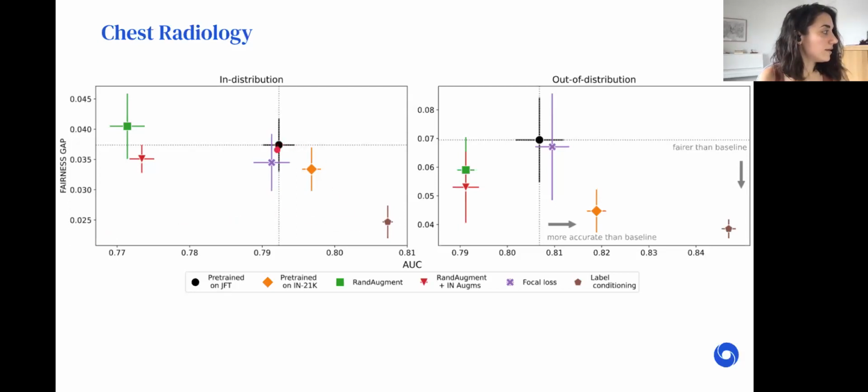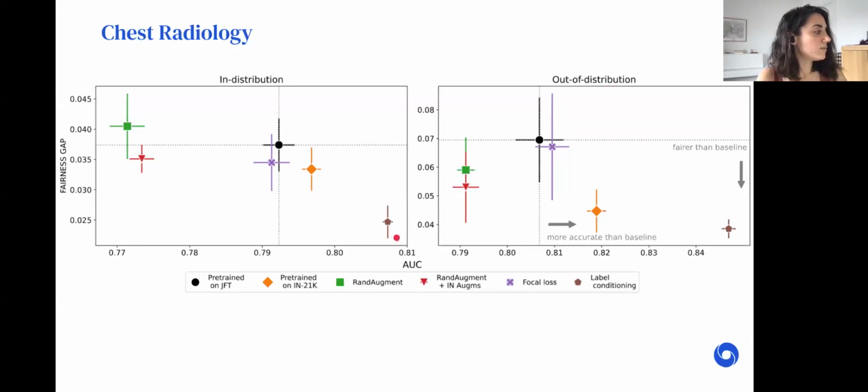And the baseline that we consider is a model pre-trained on JFT. On the left-hand side, we have the in-distribution data set, the held-out CheXpert evaluation set, and the out-of-distribution ChestX-ray14 that we never observed during training, either the diffusion or the downstream model.